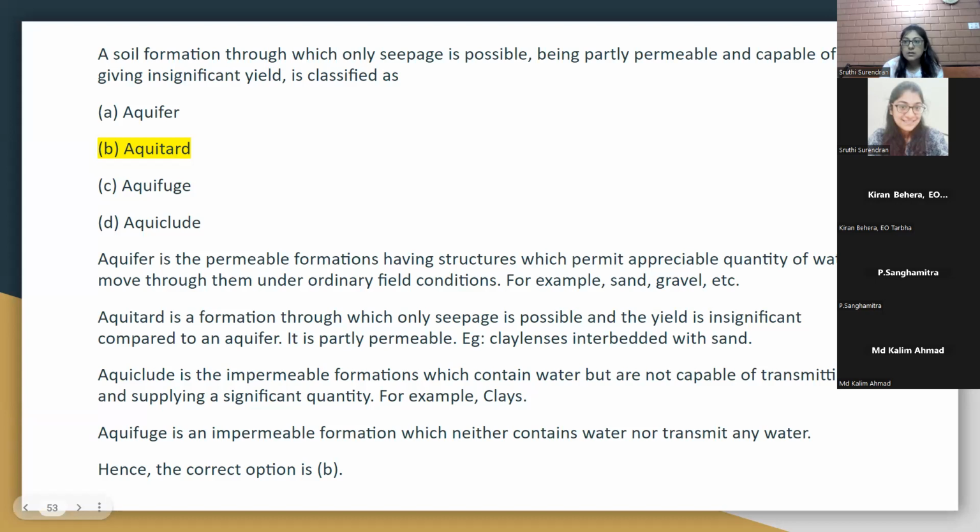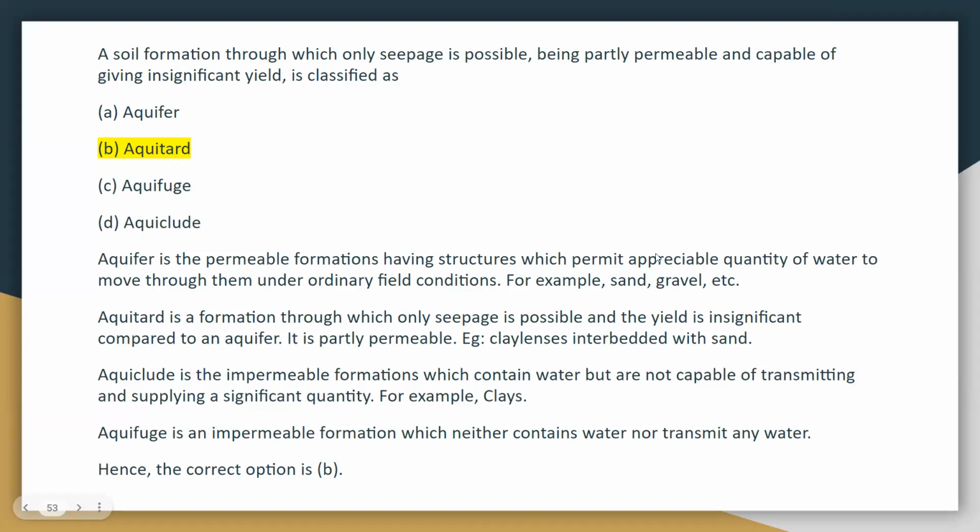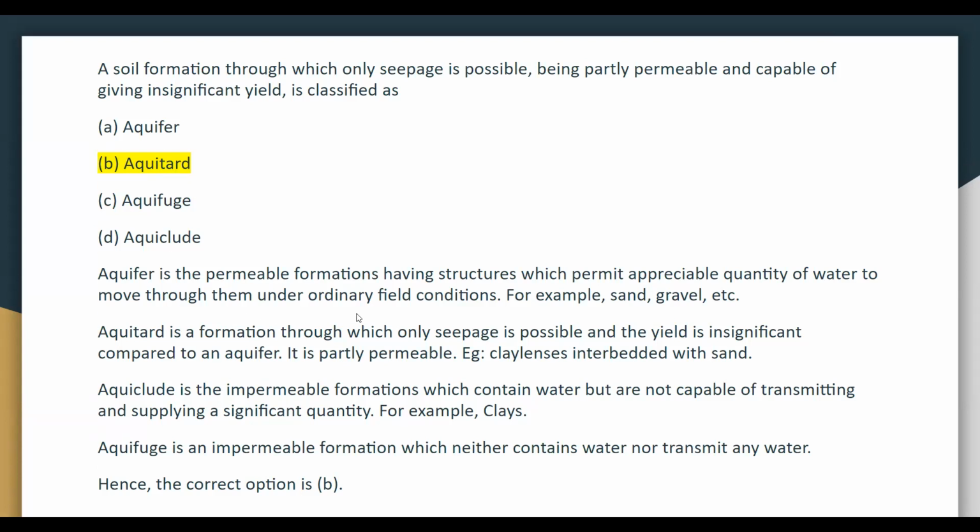Let's look at the definitions of aquifer, aquitard, aquiclude, and aquifuge one by one. An aquifer is a permeable formation permitting an appreciable quantity of water to move through it, so water can be extracted easily. An aquitard is a formation where only seepage is possible and the yield is insignificant compared to an aquifer. Seepage is happening, but you cannot extract much water from an aquitard compared to an aquifer. An aquiclude is when you are not at all able to extract water from the formation.